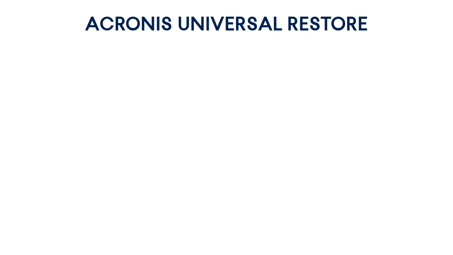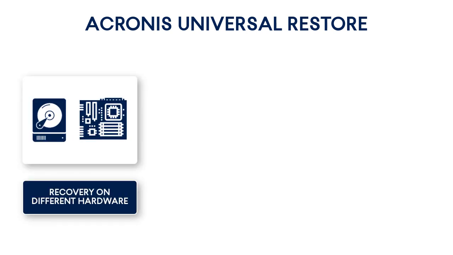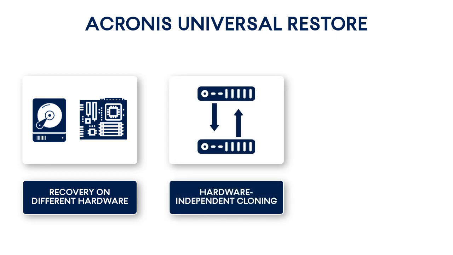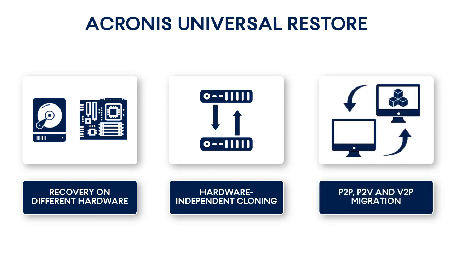Acronis Universal Restore is extremely useful in the following scenarios. First, recovery of a failed system on different hardware. Second, hardware independent cloning and deployment of operating systems. And third, physical-to-physical, physical-to-virtual, or virtual-to-physical machine migration.